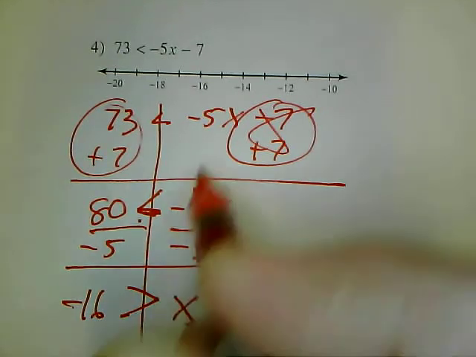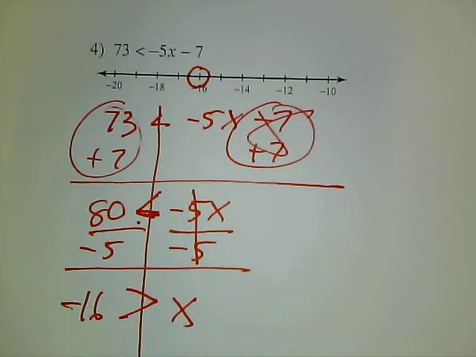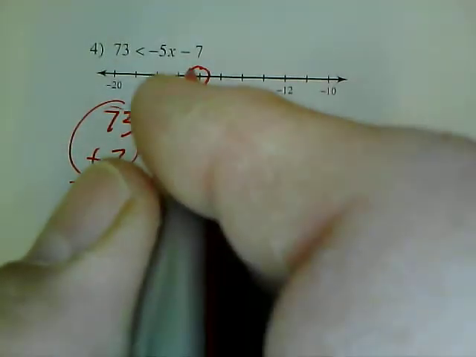No equals, so no negative 16, so I put a circle around it because I'm not using it, not touching it. The less side is facing the x, so I go to the left.